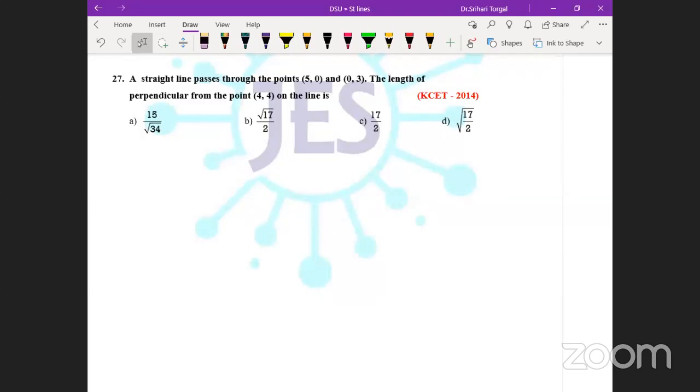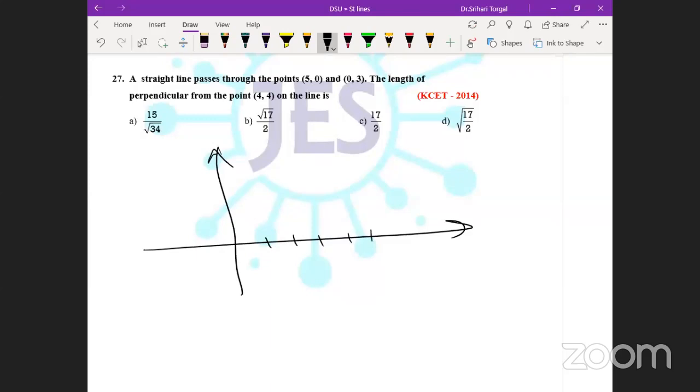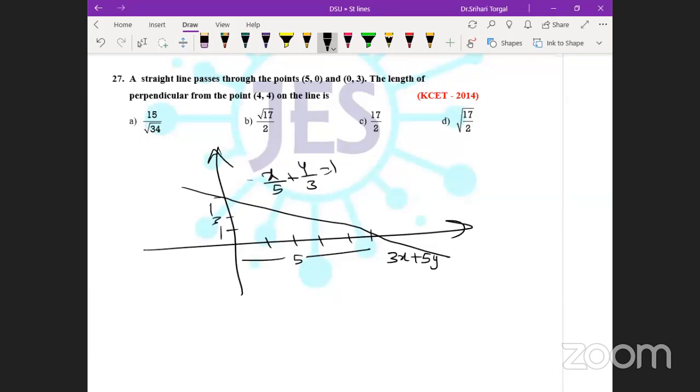Question number 27. I have another 2 to 3 problems. Let me complete. A straight line passes through 5, 0 and 0, 3. ಒಂದು ಲೈನ್ ಇದೆಯಂತೆ ವಿಚ್ ಪಾಸಸ್ ಥ್ರೂ. So the equation becomes x/5 (x intercept) plus y/3 is equal to 1. If you cross multiply this, you get 3x + 5y - 15 = 0 as the equation.